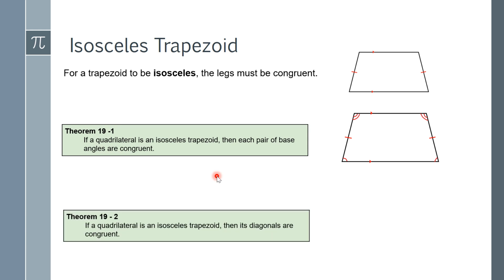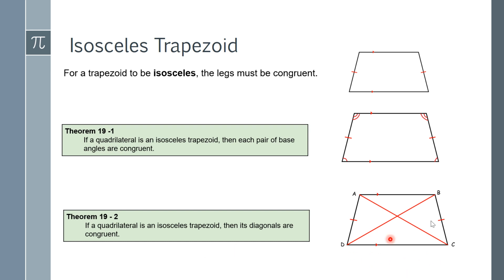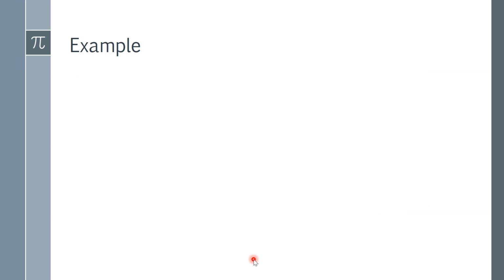And then here's another theorem to go with this one. If a quadrilateral is an isosceles trapezoid, then the diagonals are congruent. So here's a picture of that. So again, we know that this is an isosceles trapezoid. So that means these diagonals right here will be congruent to each other. AC will equal DB. And that's what we're going to use for some of our problem solving. Let's take a look at some examples.